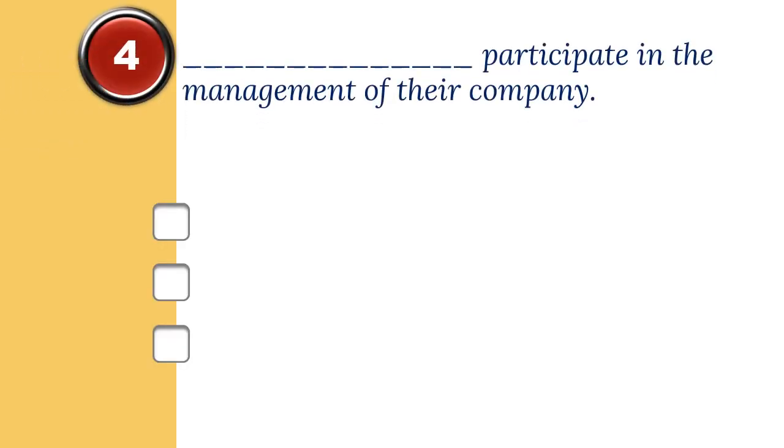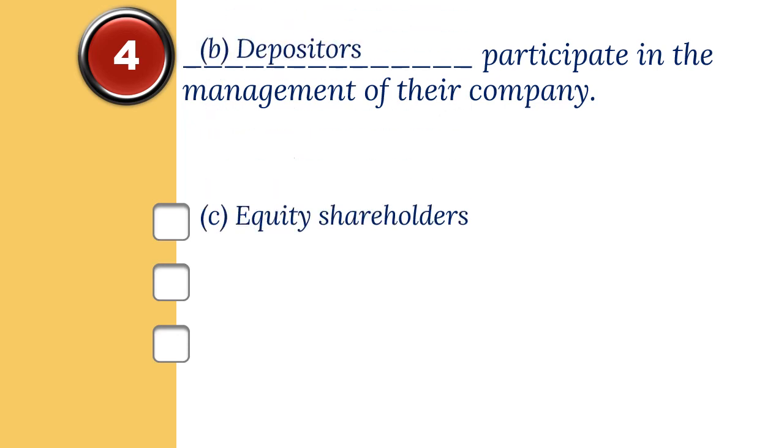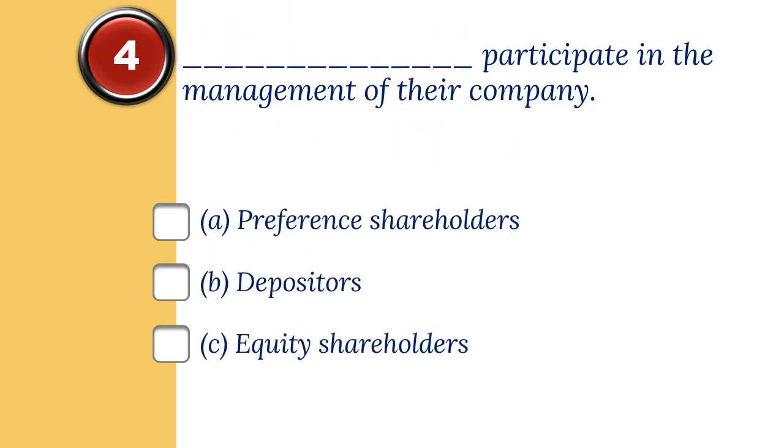4. Dash participate in the management of their company. The options are A. Preference shareholders, B. Depositors, C. Equity shareholders. And the correct option is C. Equity shareholders.